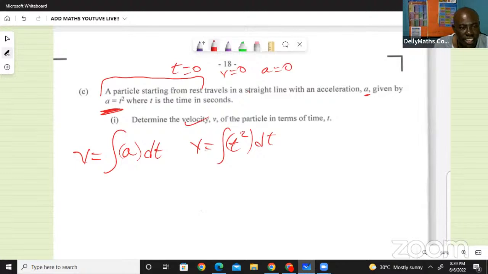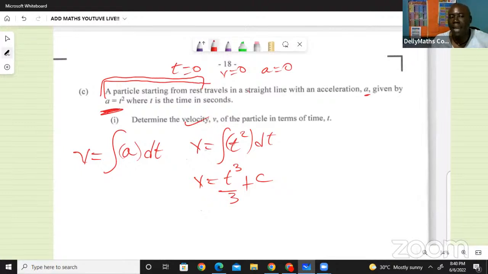Now, how do you integrate? Velocity now is going to equal t to the third over 3. We're adding 1 to the power and dividing by it, plus the constant c. But we are going to find out c, because this problem started from rest, which means that at rest, my velocity is 0 and my time is 0. So I want to know my c. I need to find c. So velocity is equal to t to the third power over 3 plus c.